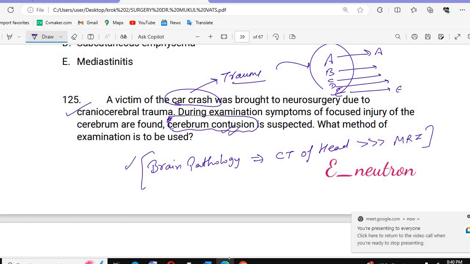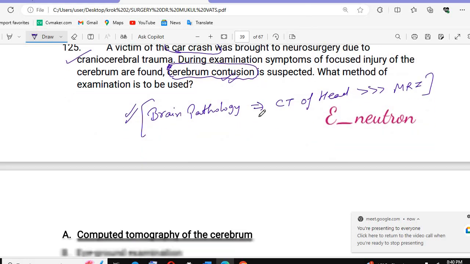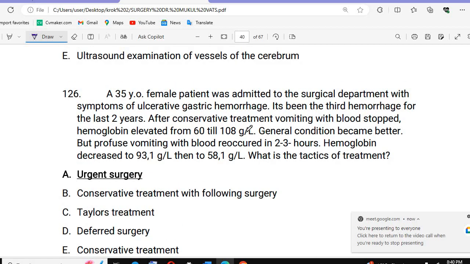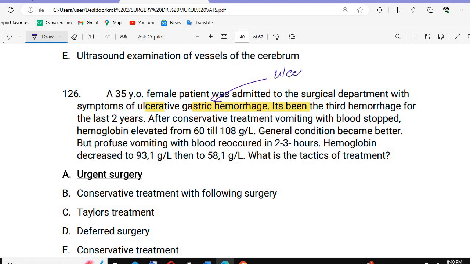If the brain pathology is there, the CT of the head will be done with the MRI. After that, the next question: a 35-year-old female patient was admitted to the surgical department with the symptoms of, now you have seen there is an ulcerative gastric hemorrhage. And we discussed that when we see ulcerative gastric hemorrhage, then we have the ulcer perforations. These are the complications of the gastric ulcers or the peptic ulcers.